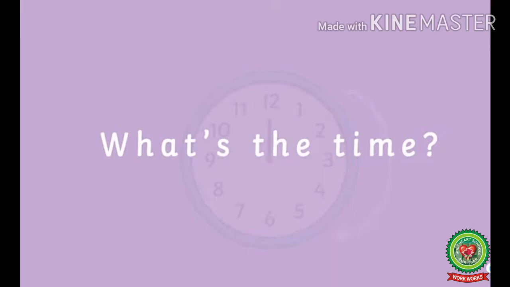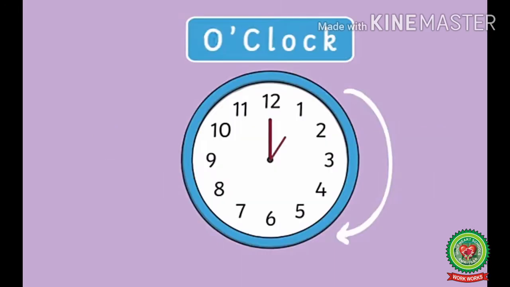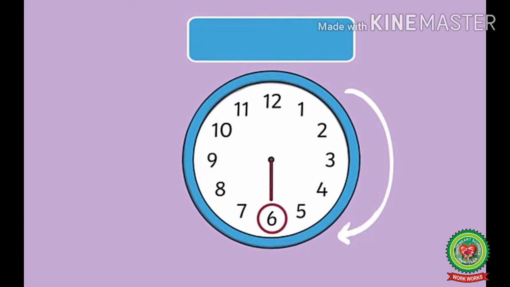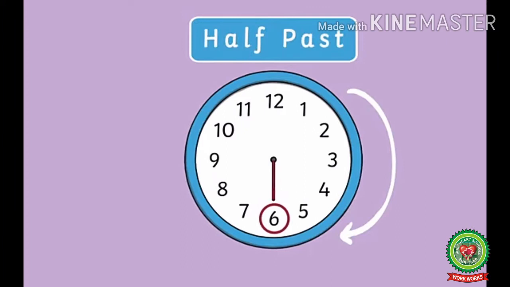Now, can you tell me what is the time? The hour hand is at 1 and the minute hand is at 12. That means the time is 1 o'clock. So, whenever the minute hand is at 12, that means it is o'clock. Now the minute hand is at 6. That means it is half past the hour.